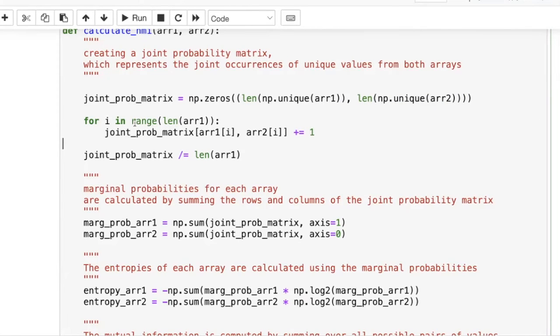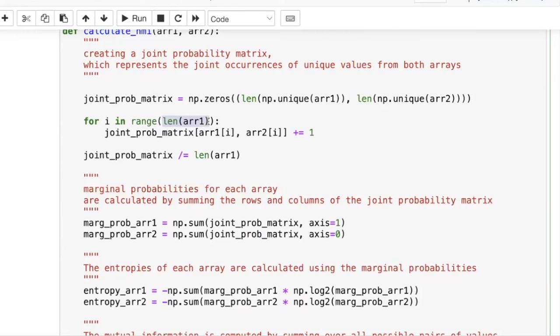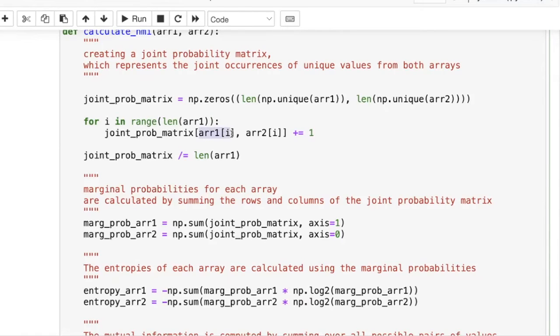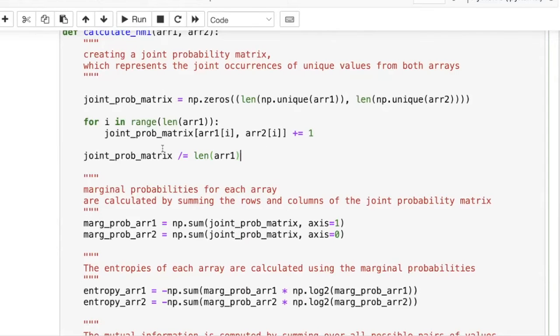And for doing this, you can just find this n that we had before, the number of samples that we have in each array, or the length of each array. For doing this, we can just look at the length of one of these arrays. And then we are going to add 1 to each of these locations that correspond to one label from array 1 and the other label from array 2. And because of the probabilities that we had before, we need to divide these joint occurrences by n. Here we are dividing this joint probability matrix by n.